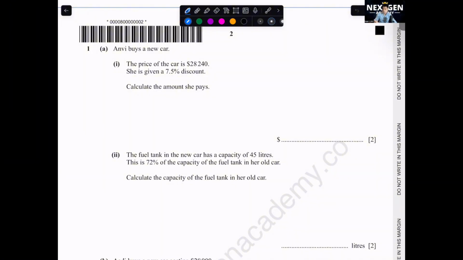So the calculation would be 28,240 multiplied by 100 minus 7.5 over 100, right? Because you want to change it to percentage. So this will be 28,240 times 92.5 over 100, which is 26,122. Normally the first few questions are quite easy.